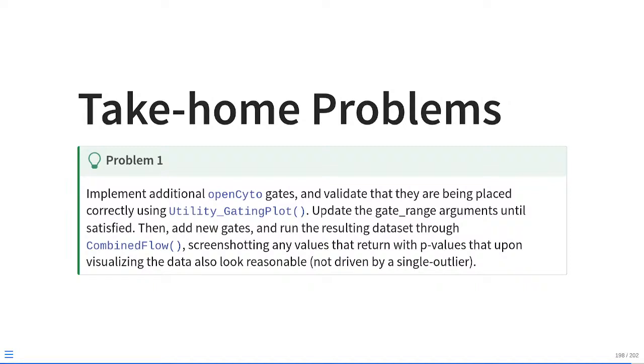And then the take-home problems for the next several weeks. I want you to go ahead, take the data set, implement additional OpenCyto gates, and validate that these were actually correctly applied using any of the Luciérnaga visualization functions, primarily the utility gating plot. If you do find errors as far as how OpenCyto has implemented this gate, troubleshoot them by providing new gate range arguments until you're happy with how your entire data set was gated, at which point extract out the data, pass it through CombinedFlow, and screenshot anything that looks actually statistically significant, where you're like, yeah, I believe that p-value, versus it's one outlier dot driving the entire effect, and you're like, yeah, good thing I didn't just trust the p-value by itself.